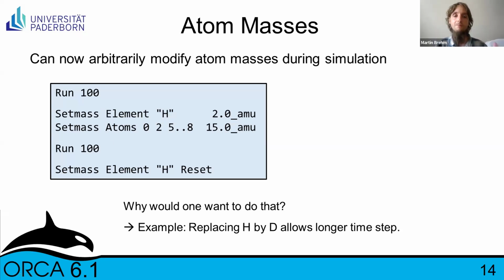So you can also change the masses of your elements multiple times per run and always perform a short run. For example, you could ramp the mass up or down gradually. And if you run the original masses again, you can just put reset and it will put all your masses to the physically correct value again.